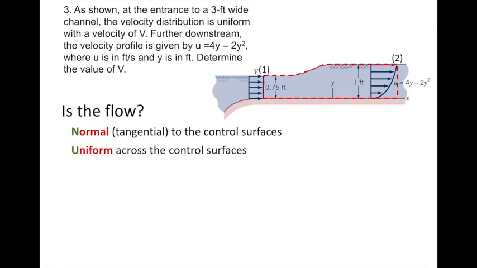How about is it uniform across the control surfaces? Well, at cross-section 1 it is, but at cross-section 2, no, obviously not. We've got this velocity that's a function of distance from our stream bed, designated as y. So nope, it's not uniform. We're going to have to deal with that.